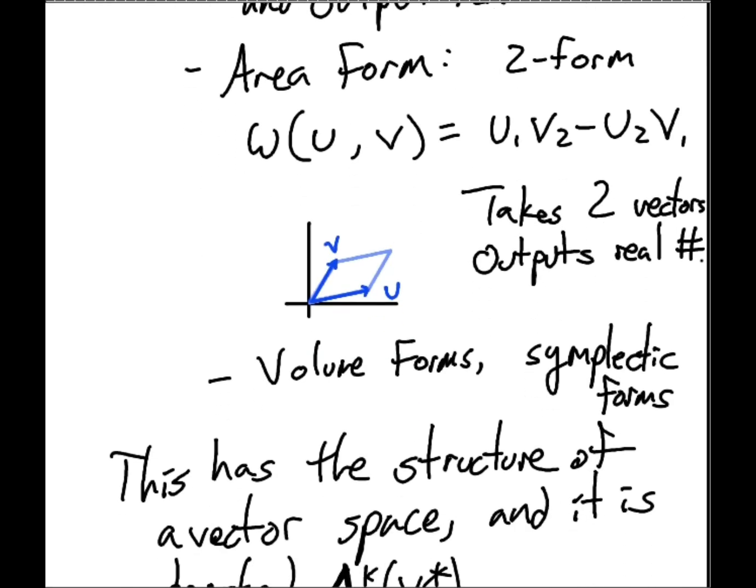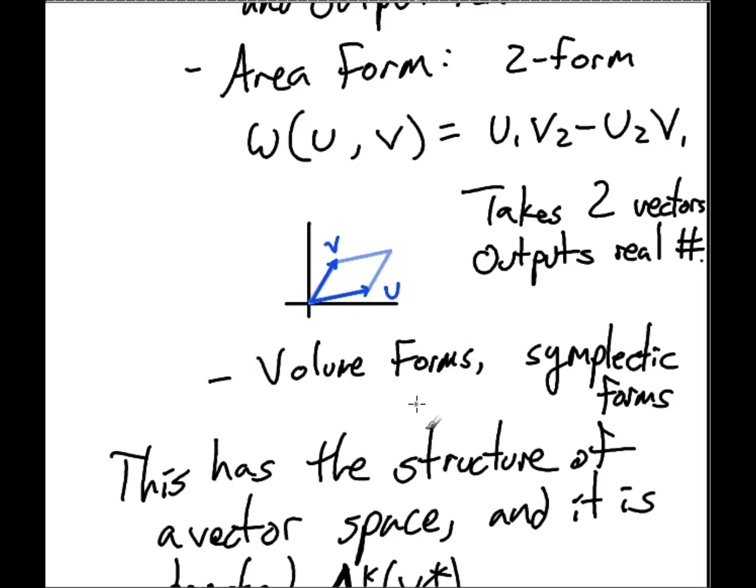An example is the area form. This is a 2-form, k equals 2. We have omega of vectors u and v. And what we're going to do is take the first coordinate of u times the second coordinate of v, minus the second coordinate of u times the first coordinate of v. And you might recognize this as the area of the parallelogram spanned by these two vectors. Right? So this is some mapping which takes 2 vectors and outputs a real number. That's a 2-form, and it is alternating, and it is covariant.